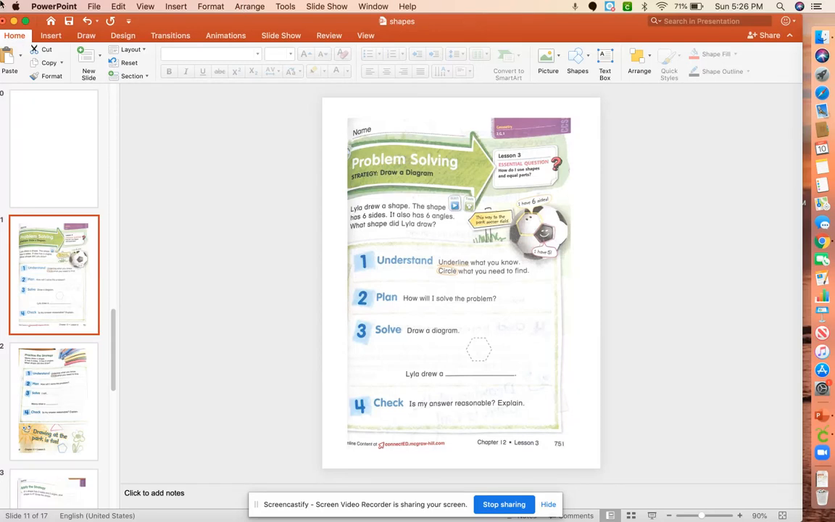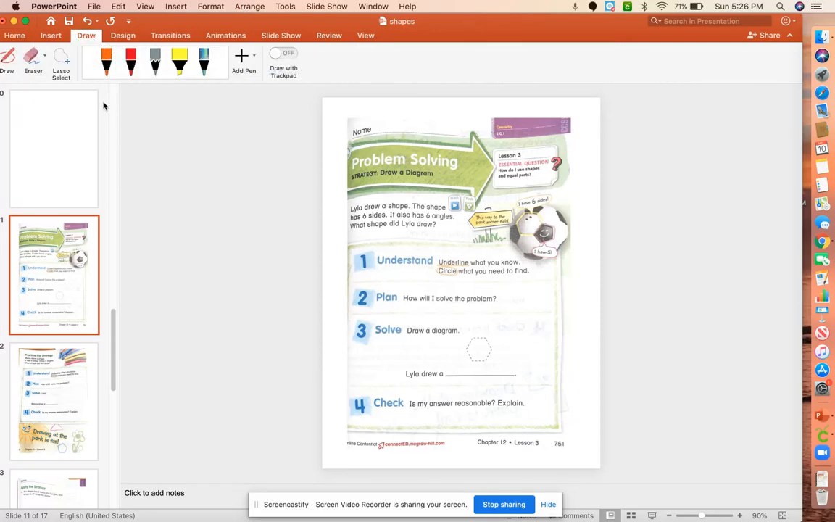So, we're going to underline what we know. We know that she drew a shape, and we know that the shape has 6 sides and has 6 angles. And we're going to circle what we need to know, and that is what shape did Lila draw. Then we're going to make a plan, and we're going to solve the problem. We're going to think in our brain about how many sides the different shapes have, and then you're going to draw a diagram.